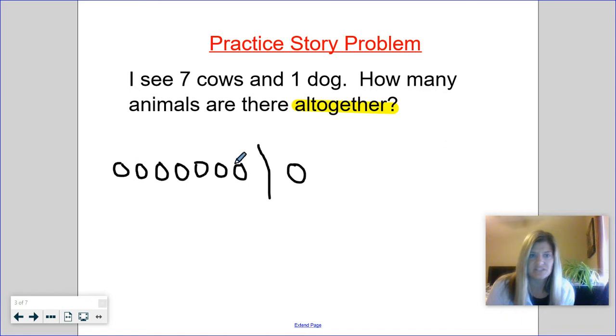So I know this is 7. 1, 2, 3, 4, 5, 6, 7. So I write the number 7. I know I have a break apart stick. I know it says all together, so I'm going to put adding. So I put a plus sign.